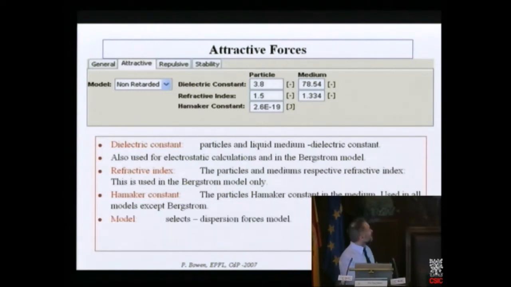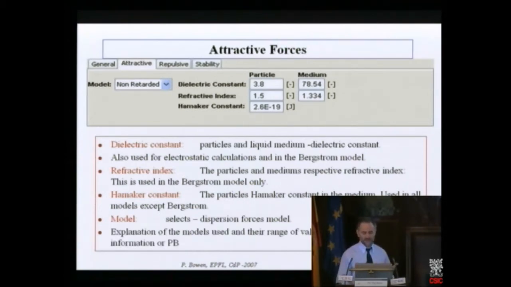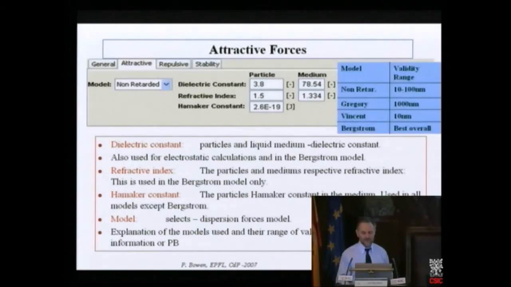We have, like I say, a series of attractive models. The explanation and the range of validity are in the accompanying document. So there's the program that you can download from the website, and then there's an accompanying document which explains where all the formulae come from, and which range you can work in for the different models. If you have problems, get in touch.